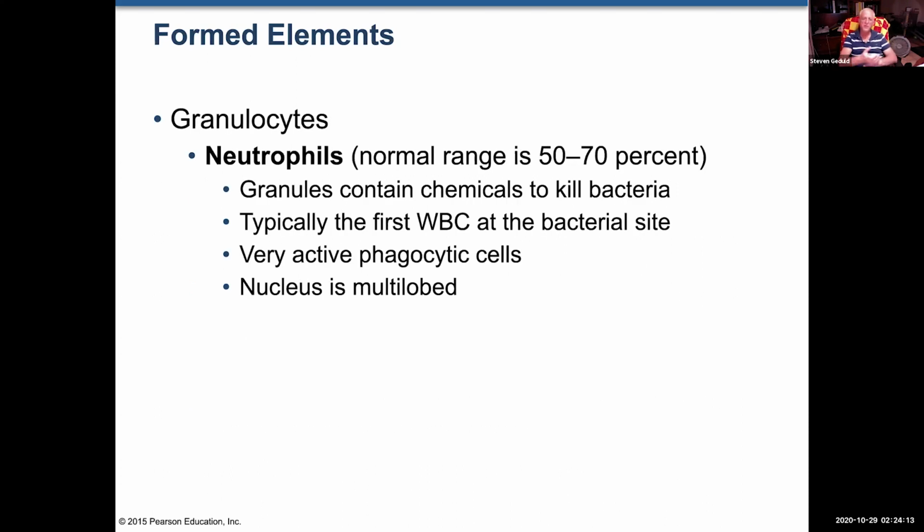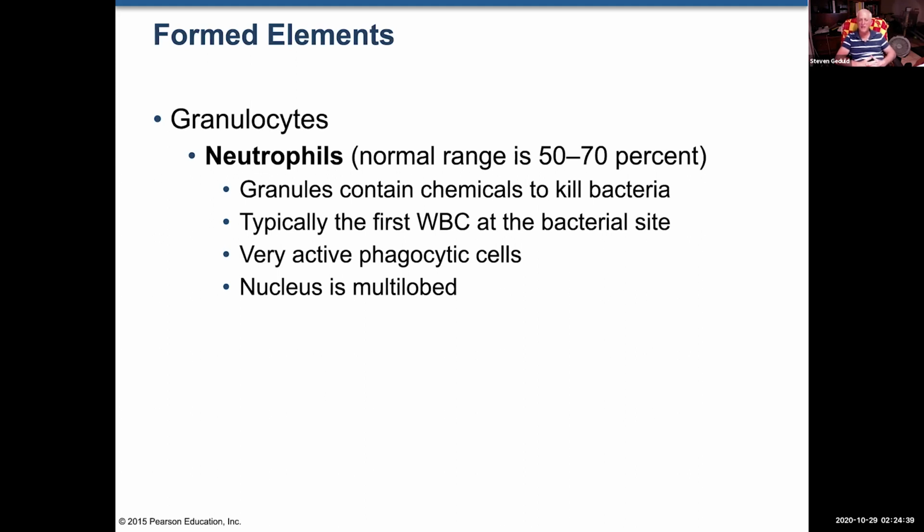Okay, so one of the first types of granulocytes is neutrophils. Neutrophils have granules containing chemicals to kill bacteria. It has granules inside of it, and those granules have chemicals to kill bacteria inside of them. It's typically the first white blood cell at the bacterial site. So it's usually the first one to leave the bloodstream, go into the tissue, and find the invading agent.